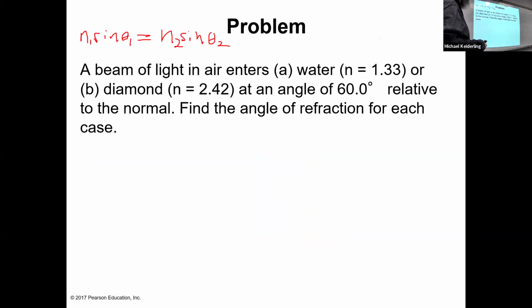So if a beam of light enters water, n equals 1.33, or diamond, n equals 2.42, at an angle of 60 degrees relative to the normal, find the angle of refraction for each case. So remember, n1 times sine of theta 1 equals n2 times sine of theta 2. Here you can treat the index of refraction for air as 1, because the difference is small enough that, at three significant figures, it is 1.